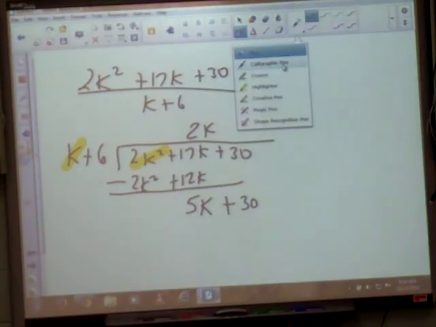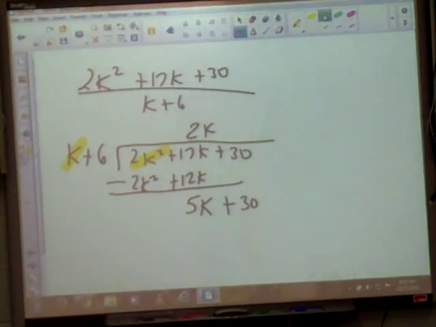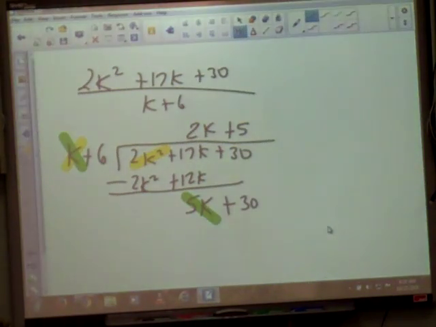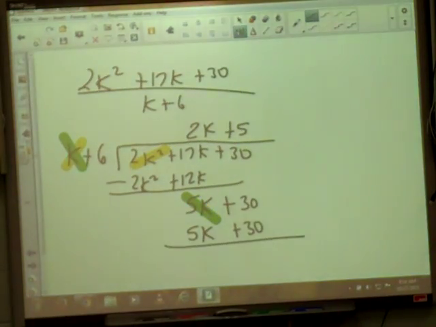Alright, now that beginning process that we did when we said K times what is 2K squared, now we're looking for K times what is 5K. 5, so we put a plus 5 up there. Now we distribute the 5 to both pieces. 5 times K is 5K. 5 times 6 is a positive 30. Subtract. This one went into it evenly. It didn't have anything left over. So our answer is what we got up there on the top of our roof. 2K squared plus 17K plus 30 divided by K plus 6 is 2K plus 5.